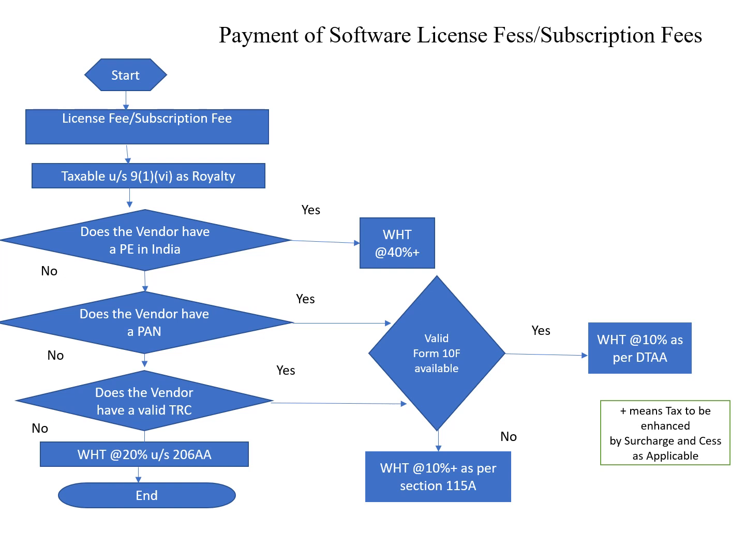In this case, if the vendor says I don't have a PAN, then ask for the TRC. If he provides a TRC manually, then again you can deduct at the rate of 10% as per DTAA, and if he doesn't provide TRC, then deduct at the rate of 10% plus surcharge and cess under section 115A. Please note that this manual TRC is right now applicable till 31st March 23.